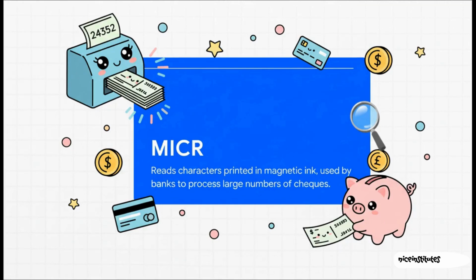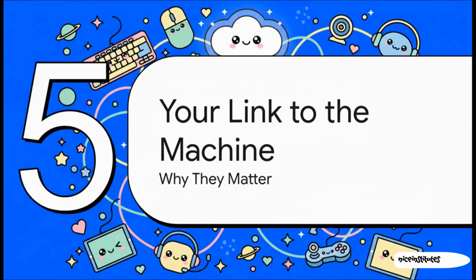And for our last one, here's a really cool, super specialized device, the MICR. You know that weird-looking font on the bottom of a check? That's actually printed with magnetic ink, and this device can read it, allowing banks to process mountains of checks with incredible speed and accuracy.